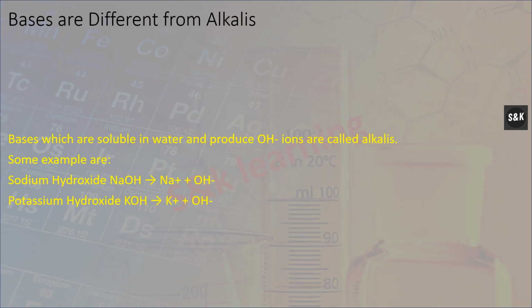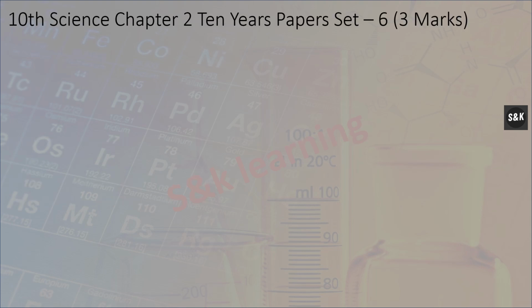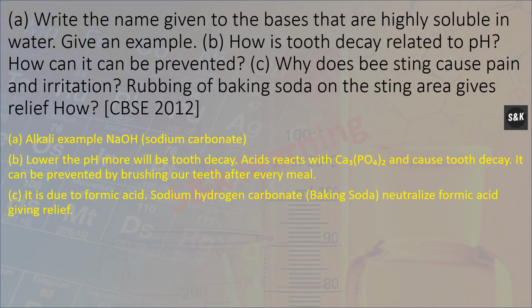Bases are different from alkalis. Bases which are soluble in water and produce OH ions are called alkalis. Some examples are sodium hydroxide and potassium hydroxide. Write the name given to the bases that are highly soluble in water. Alkali, example NaOH, sodium hydroxide.